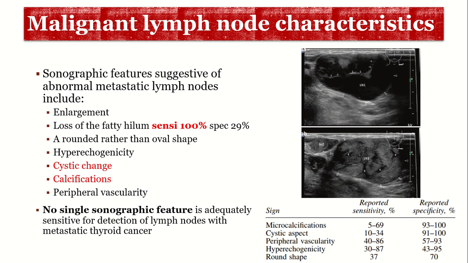While the malignant lymph nodes are seen enlarged, the loss of the fatty hilum has a sensitivity of about 1% of cases. The cystic changes and calcifications have a high specificity, about 1% of cases, but less sensitivity. No single sonographic feature is adequate to differentiate benign from malignant lymph nodes, and in some cases we need to do thyroglobulin washout from the lymph nodes.